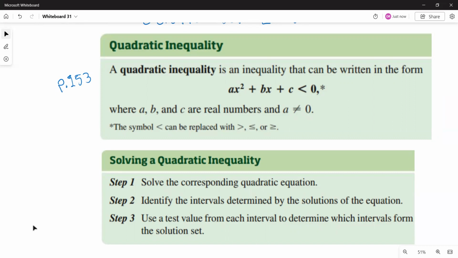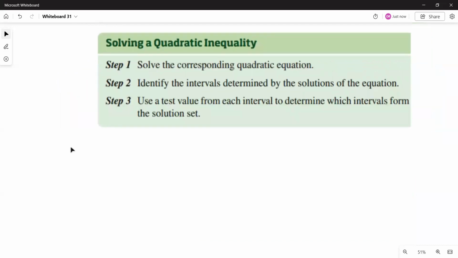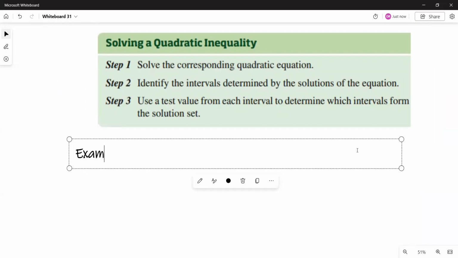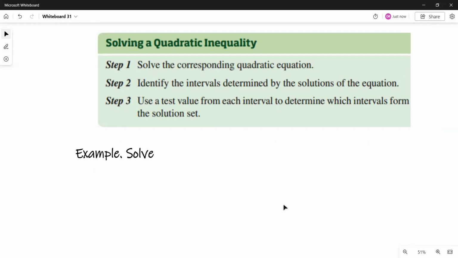Okay, so this is going to be the last example I'm doing today. I will continue next time. We are going to solve x squared plus 2x minus 15 less than 0.